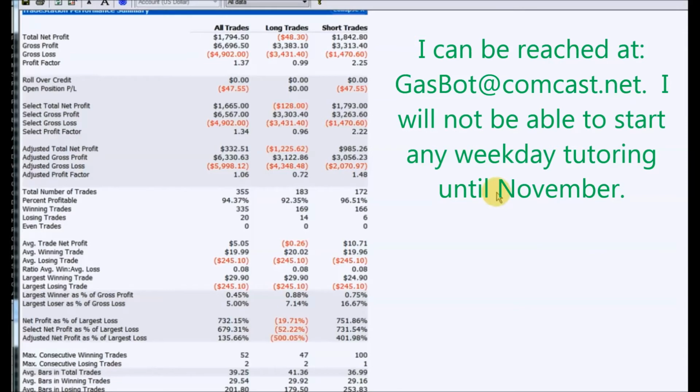Gasbot@comcast.net. Basically, people are interested in getting some help, and I'm happy to do it. I'm not talking about a question here or there, but the last time I got involved helping somebody new, I ended up 90 minutes on their computer, and they were saving strategies as indicators. They just basically had no idea.